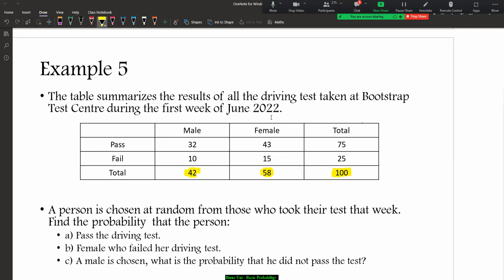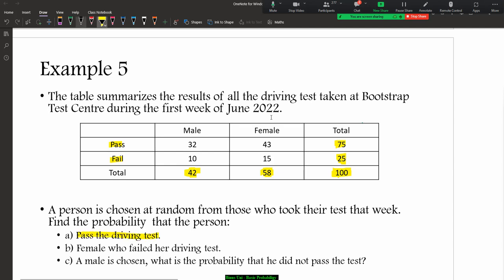And then, of course, when we're taking a test, there will be pass and fail. The number of pass is 75, number of fail is 25. The total should be equal to 100 on both sides. Total pass and fail should be 100. Total male and female is also 100. So let's say a person is chosen at random from those who took their test last week. Find the probability that the person passed the driving test.